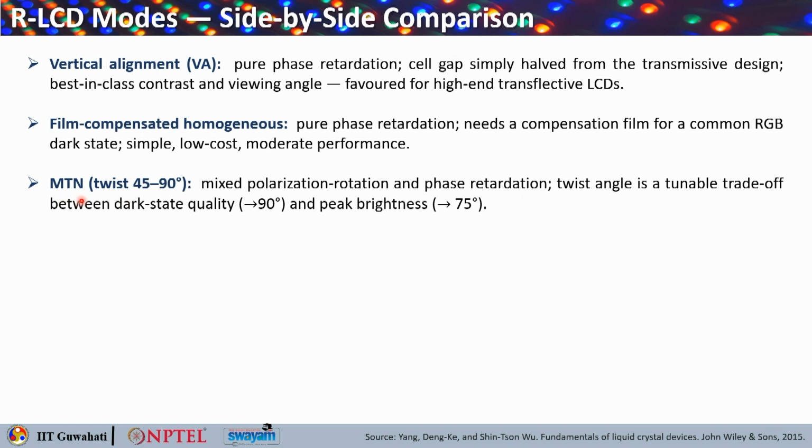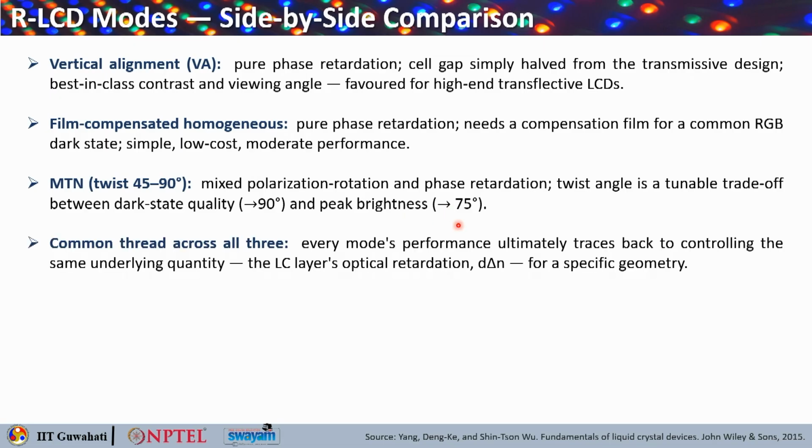When you talk about mixed mode twisted nematics, you can twist between 48 degree to 90 degree. So, mixed polarization rotation and phase retardation effects come into the picture. Twist angle is a tunable trade off between the dark state quality, because you get a very good dark state at 90 degree, however, you get much better peak brightness at 75 degree, right. So, here you see that every mode's performance ultimately traces back to controlling the same underlying quantity, which is basically the liquid crystal layer's optical retardation, that is d delta n for a specific geometry.